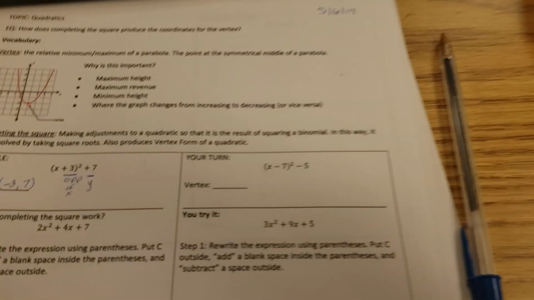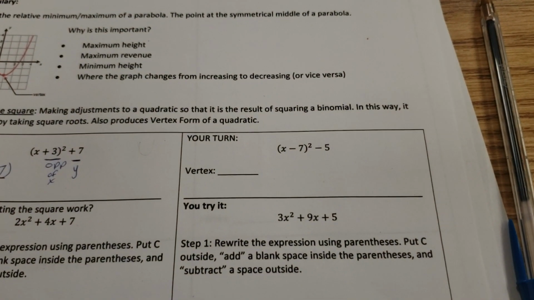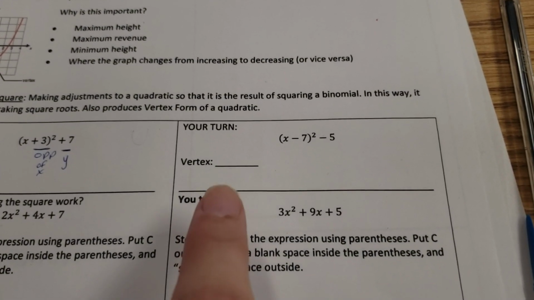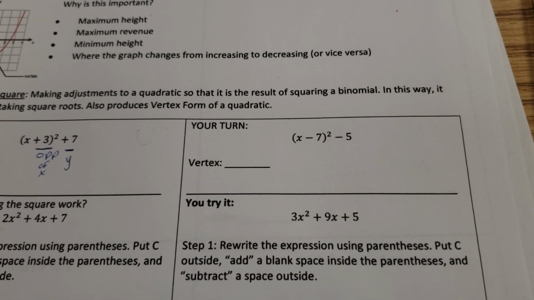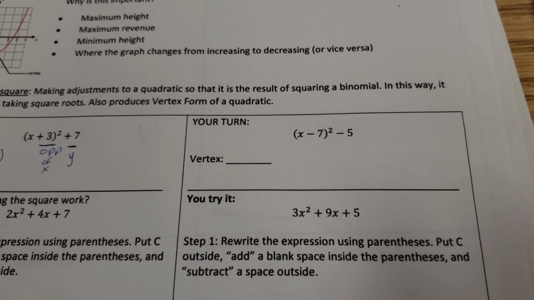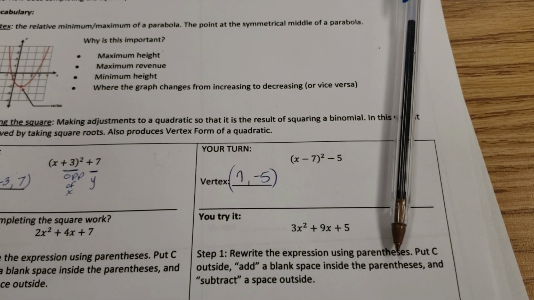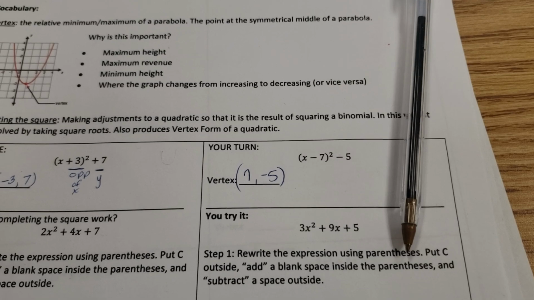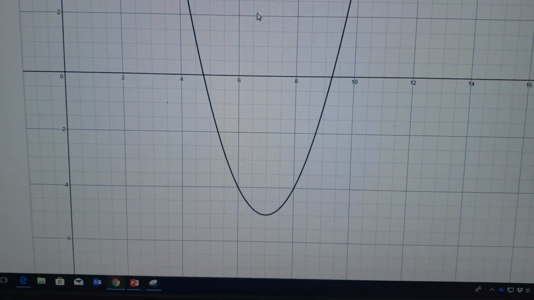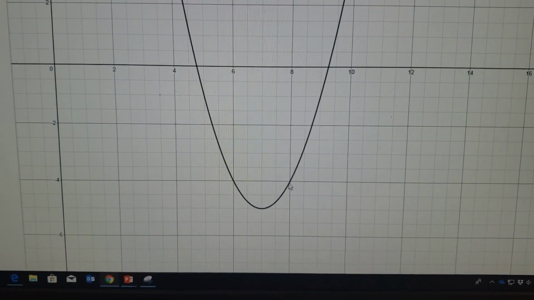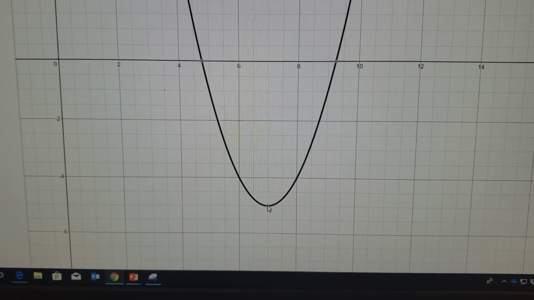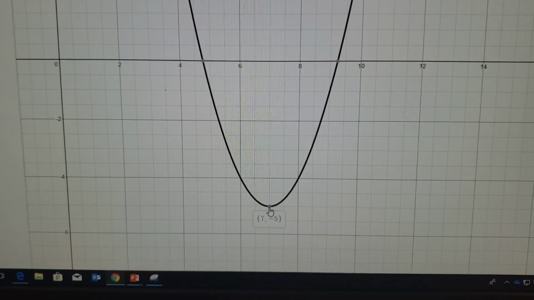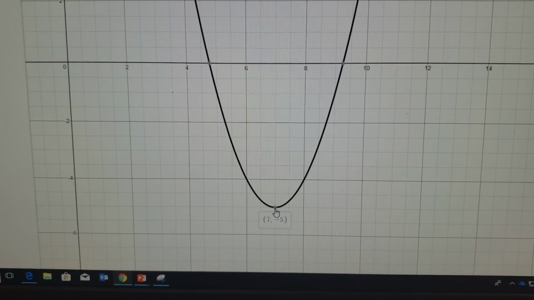Okay, so take a second, pause this video, and go ahead and complete the problem over here, and then come back and check. All right, so you should have gotten the vertex at (7, -5). And if we look at the graph of this function, or this expression, our vertex is right here, and we're at (7, -5).